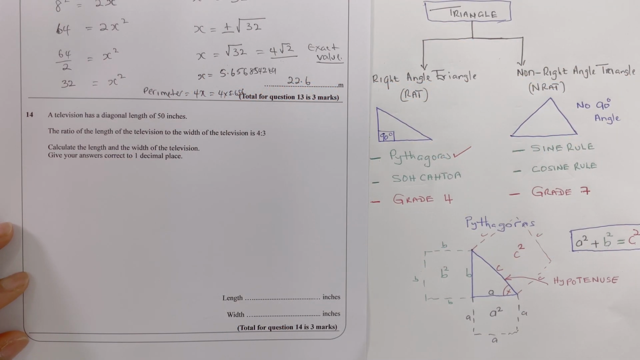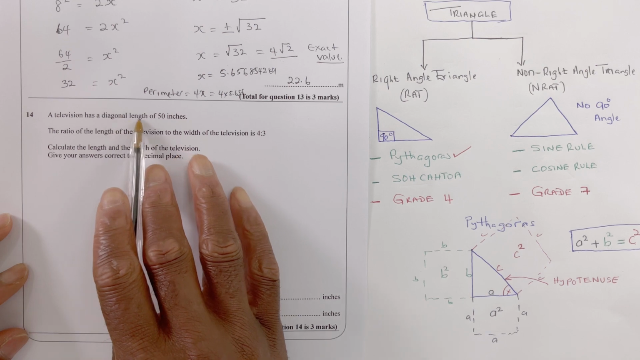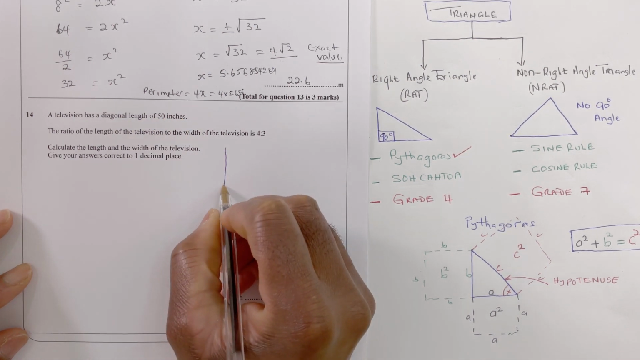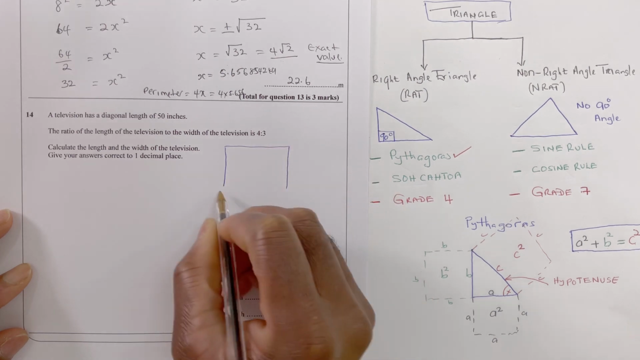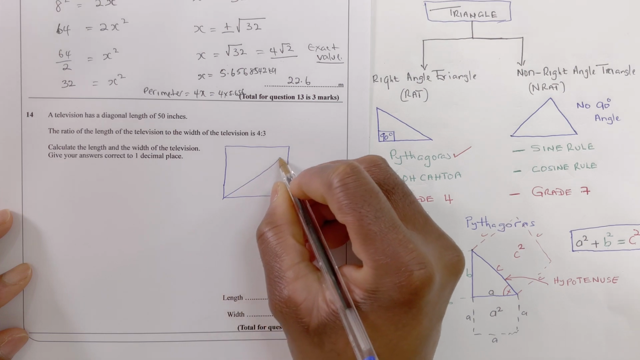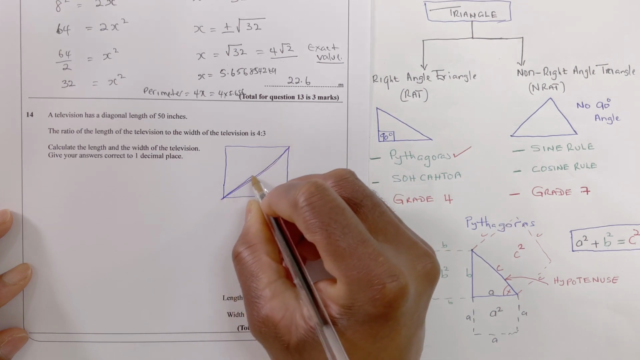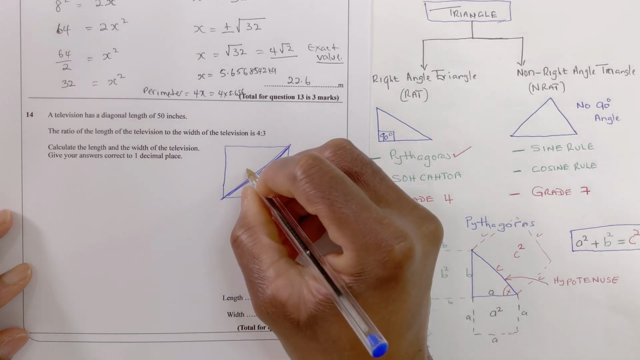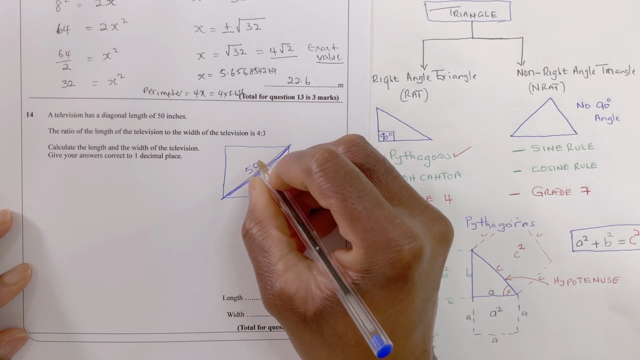Question 14. A television has a diagonal of 50 inches. It might be better to just sketch a television. So that's my television, and the diagonal is like that. That's my diagonal, terrible drawing. That's my diagonal and it's 50 inches.